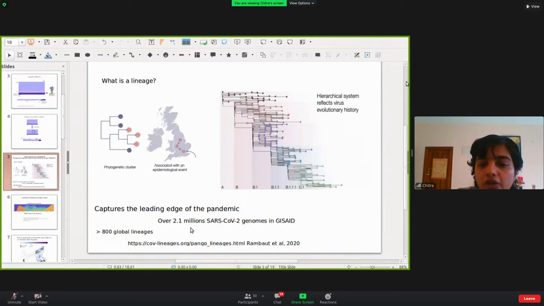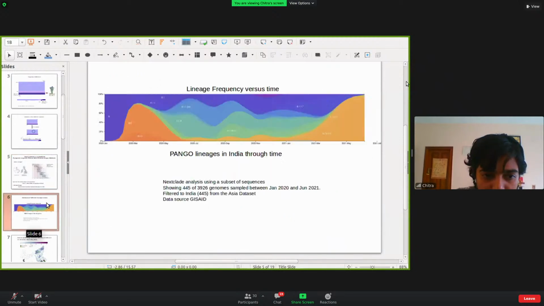There are over 2.1 million SARS-CoV-2 sequences in the GISAID database. This is a really huge number for any virus. And so a lot of tools are being built to even use this data well. There are more than 800 global lineages. So what has happened in India over time?